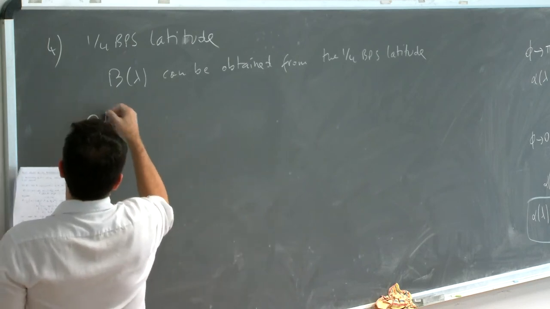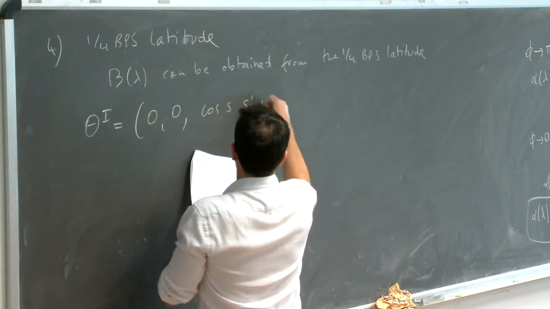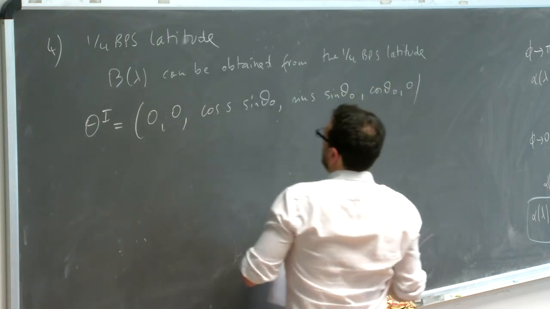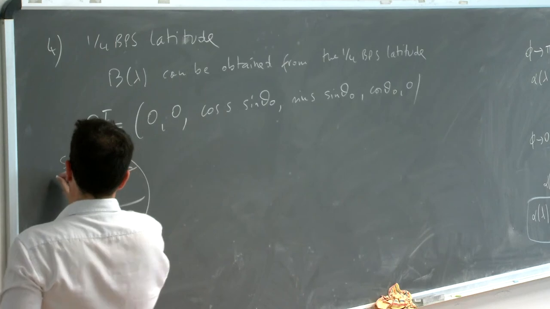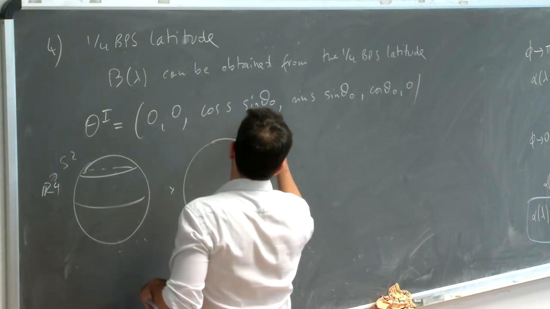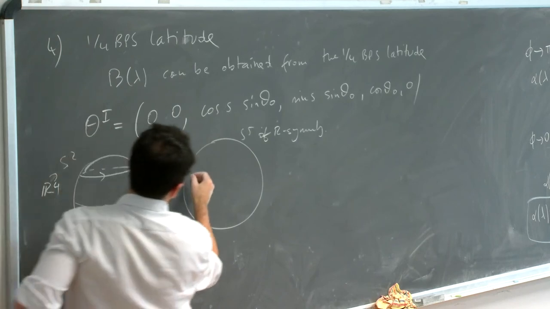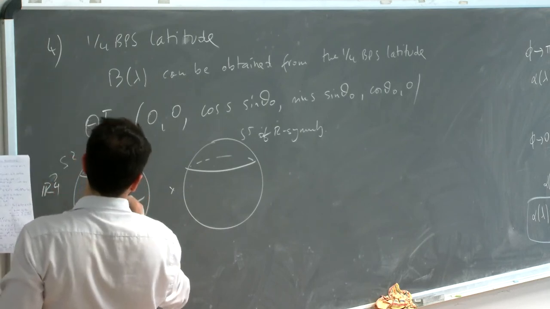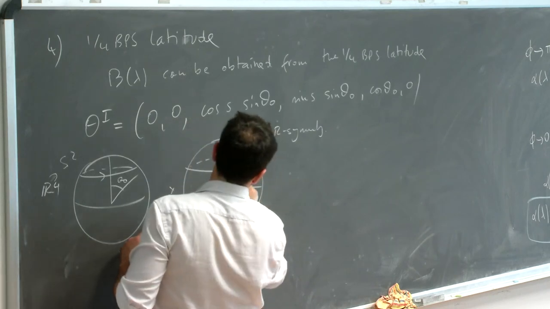And so, a quarter BPS latitude, let me write down explicitly what the contour is going to be in the internal space. Okay, so you have a latitude. You remember, you have the sphere in R4, and then you have the S5 of R symmetry. So you have this latitude, and then you have a dual latitude on the sphere parameterized by this angle theta 0. So what is called theta 0 here becomes theta 0 here, I guess.